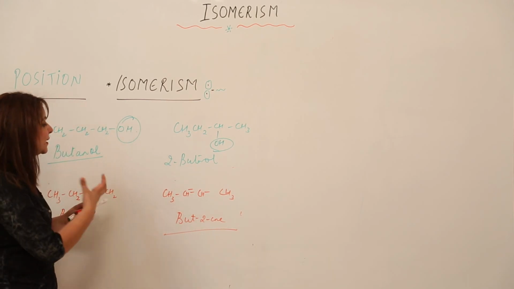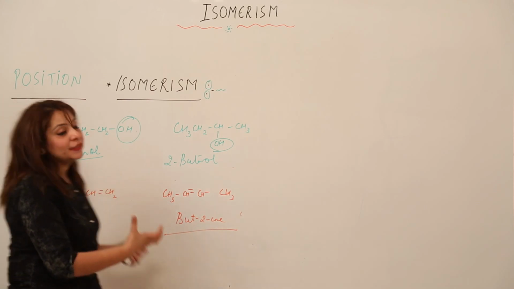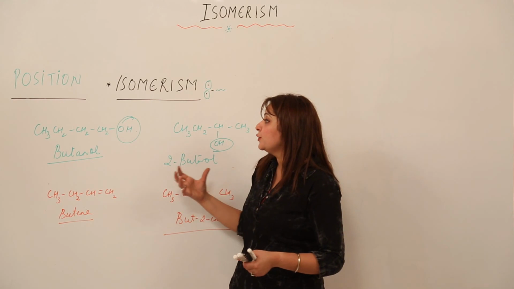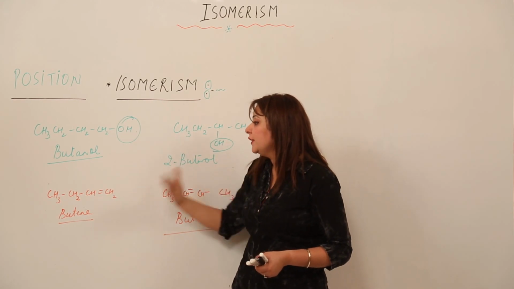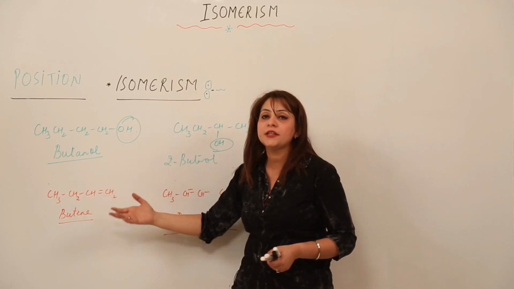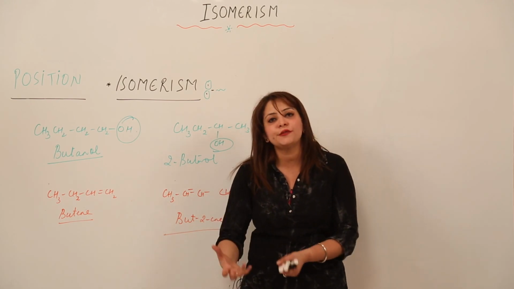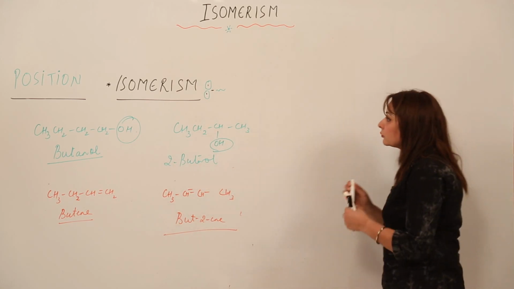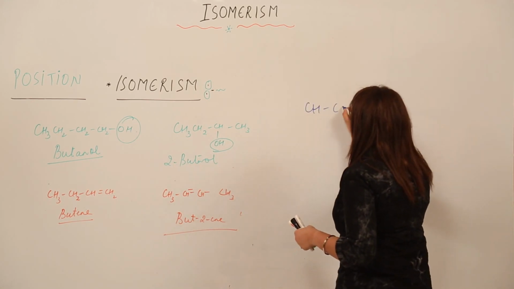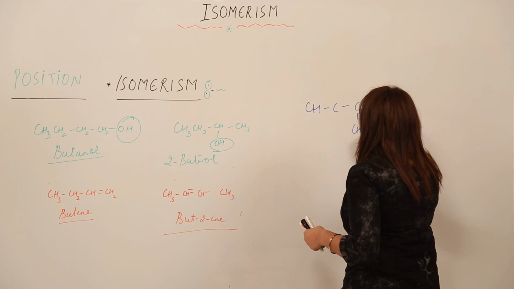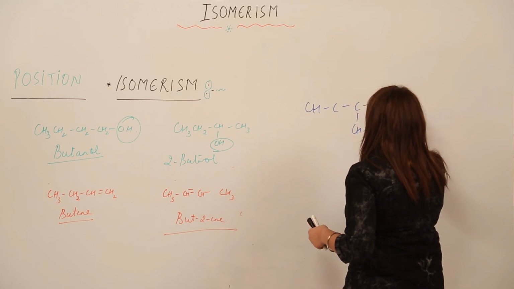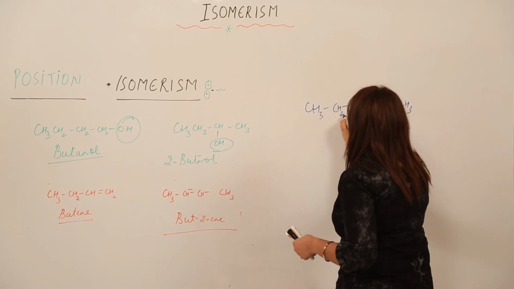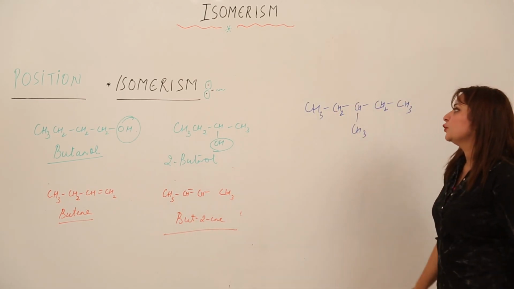So this is how we can say that these kinds of compounds, which have the same molecular formula but differ in the position of the functional group, or differ in the position of the double or single or triple bond, or they may differ in the position of an alkyl group. I'll state an example for an alkyl group also. Suppose I have this compound, right?